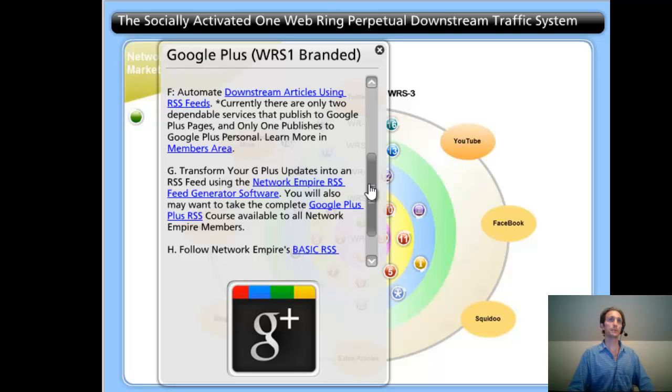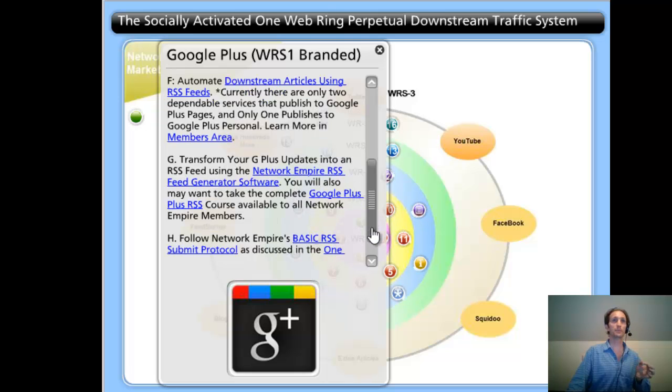transform your Google Plus updates into an RSS feed using our RSS software. And that's useful if you would like to syndicate your Google Plus profiles, your Google Plus tweets. Tweet's not really the right word, but your Google Plus micro articles on the microblog. If you want to syndicate those to all the RSS directories, you're going to want to follow our Google Plus course, and you're going to want to use our software to generate an RSS feed. And that's available to Network Empire members.